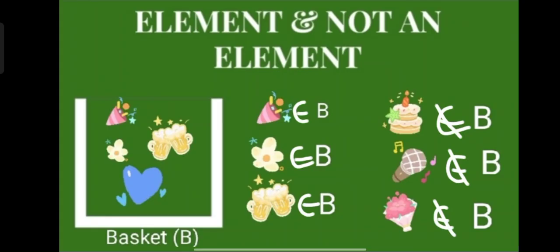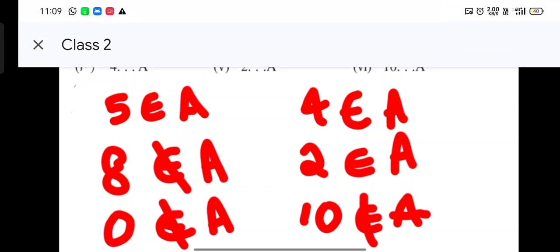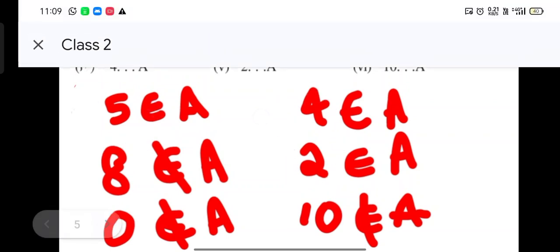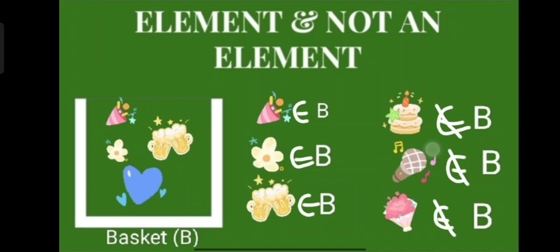So here, in an example, we see a basket as well as some objects, but in questions we will see a set like this. A equal to the set 1, 2, 3, 4, 5, 6, and we have to write element as well as not an element in the space. Since the set A has numbers from 1 to 6, we can see 5, 4 and 2 in the set, isn't it? So we can say 5 element of A, otherwise 5 belongs to A, 4 belongs to A, and 2 belongs to A.